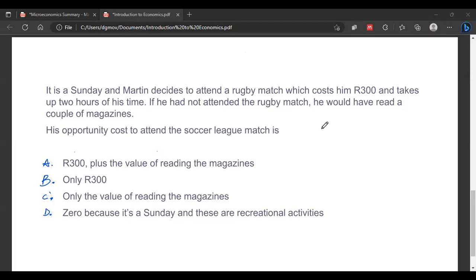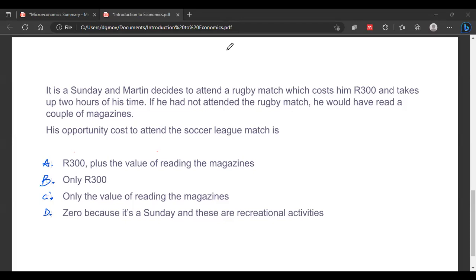I was going to say C because for opportunity cost, you have to choose one choice and forsake the other. And he chose to attend the match instead of reading the couple of magazines. Therefore, the answer is C. All right, thank you so much. Those who said A, B, and D, I will go with C because they've justified their answer. If you don't justify your answer, I won't be able to go with it.